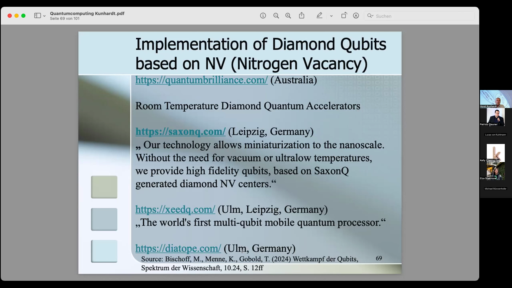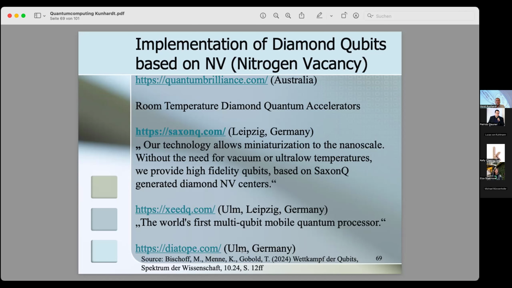Diamond qubits with NV centers, that is, nitrogen vacancy. Again, Australia, Quantum Brilliance. Then in Saxony, in Germany, Leipzig, SaxonQ. Some statements from their website: our technology allows miniaturization to the nanoscale without the need of vacuum or ultra low temperatures. So that's one of the biggest advantages. We provide high fidelity qubits based on SaxonQ generated diamond NV centers.